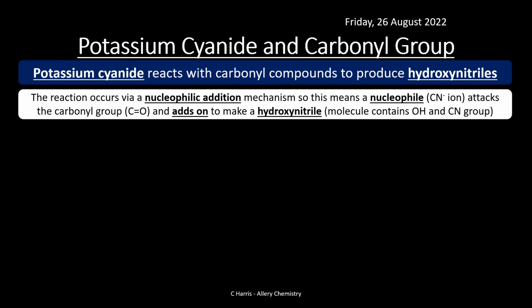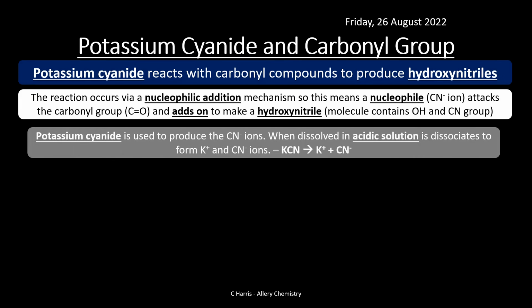And a hydroxynitrile, as you probably guessed, contains a hydroxyl group, which is your OH group, and your nitrile group, which is the CN. So cyanide, or potassium cyanide, should I say, is used to produce the CN minus ions in the first place. And what we do is we take potassium cyanide, dissolve it in an acidic solution, and that'll provide us with our CN minus ions in the first place.